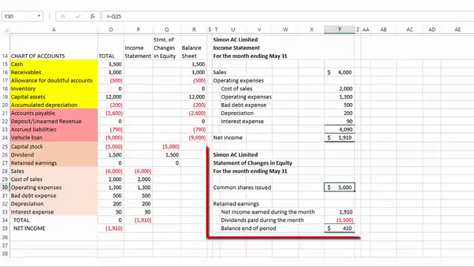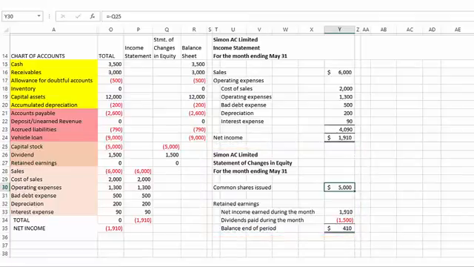Now we move on to the statement of changes in equity. Each equity account typically gets reconciled in this statement. Basic companies have two types of equity accounts: capital stock and retained earnings.